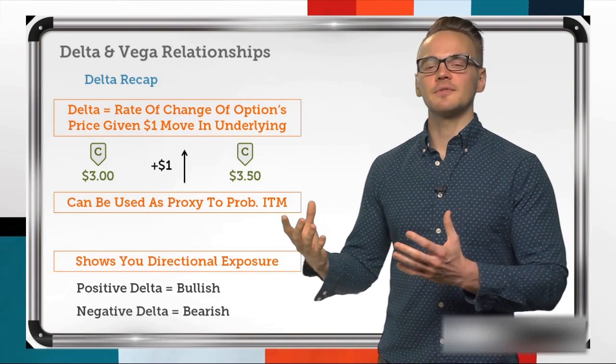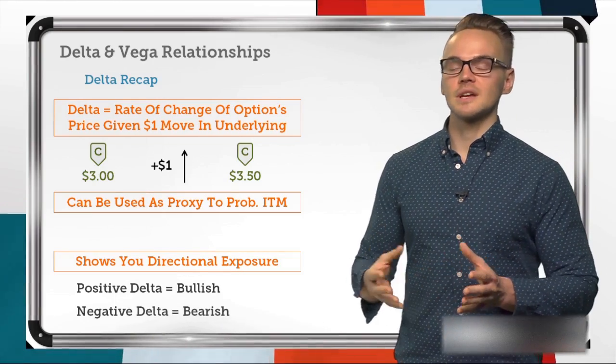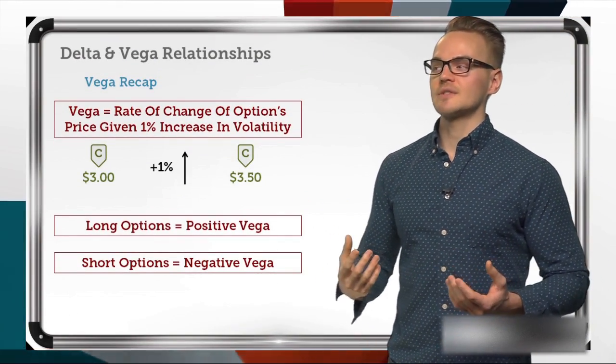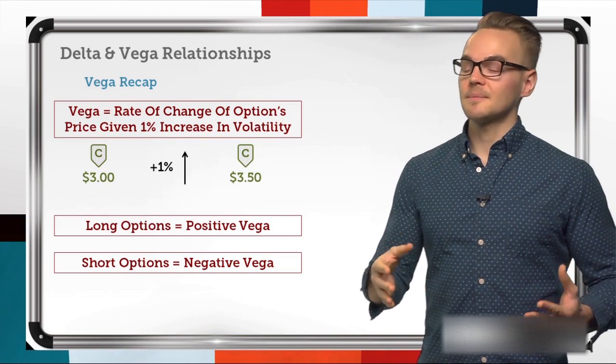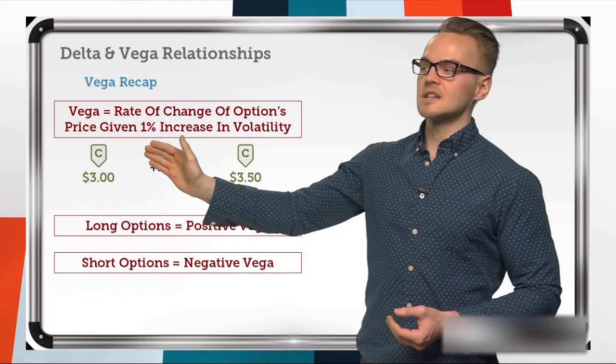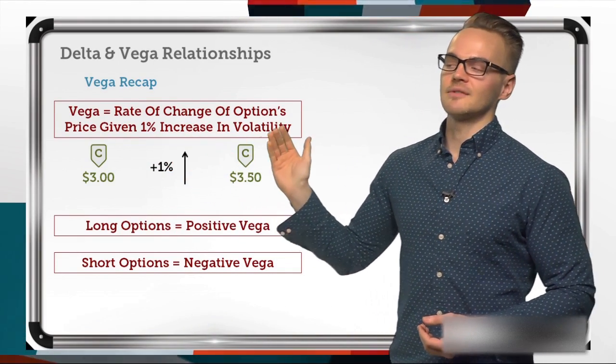Now let's talk about a few things that we use Vega for, and then we'll tie it all together with some cool relationships. So when we're looking at Vega, Vega is the rate of change of an option's price, just like delta, except Vega looks at implied volatility. So Vega is looking at the rate of change of an option's price given a 1% move in volatility.